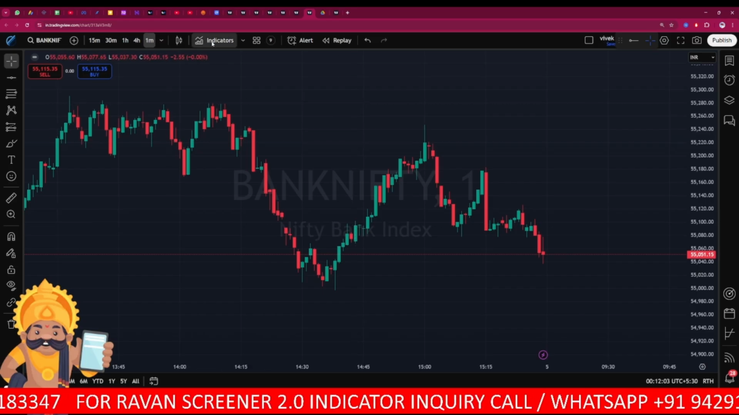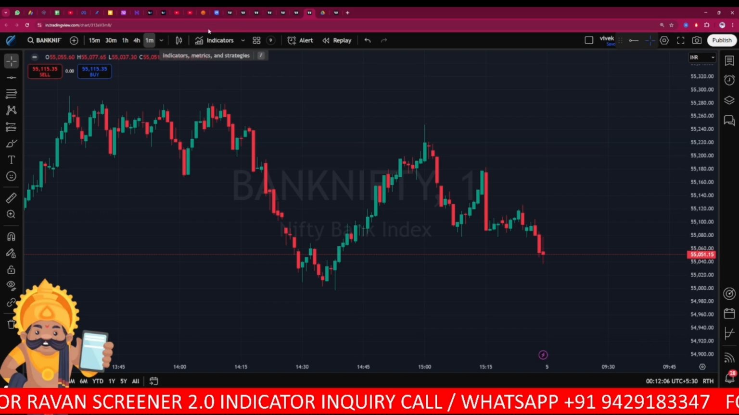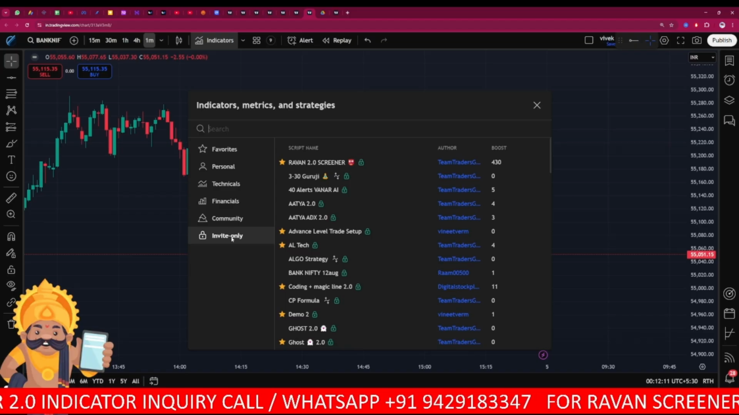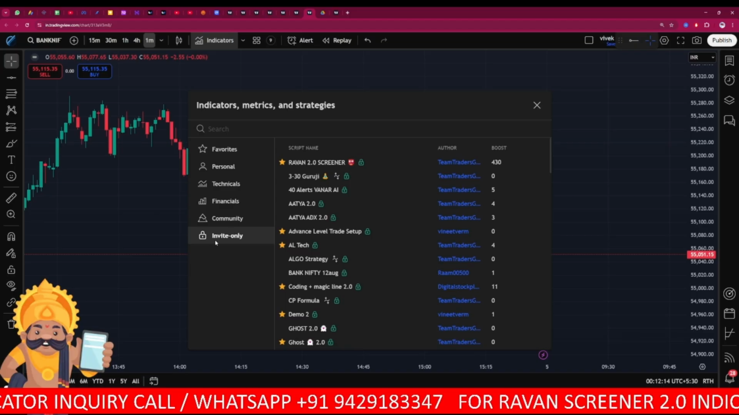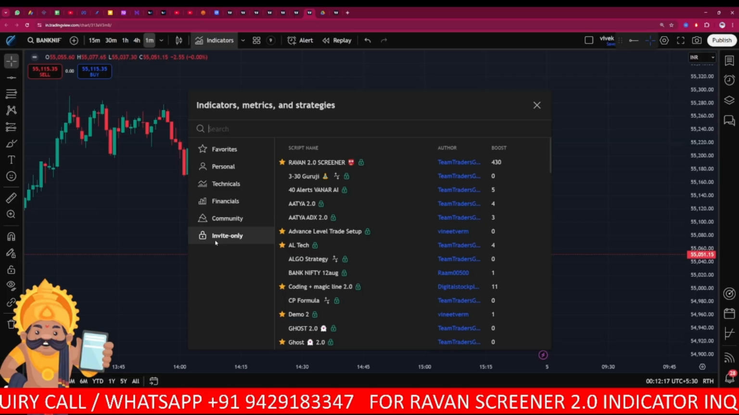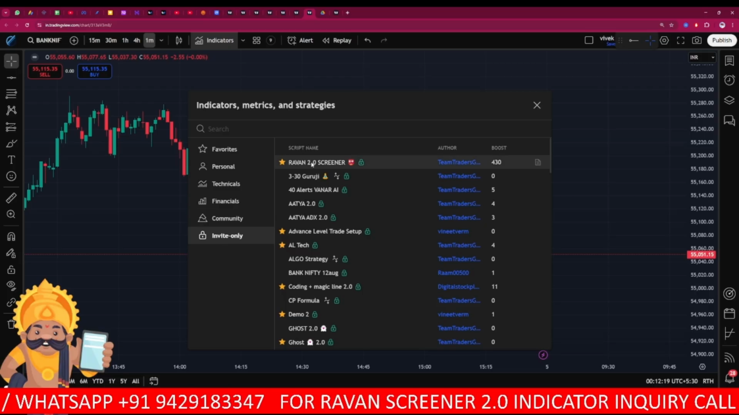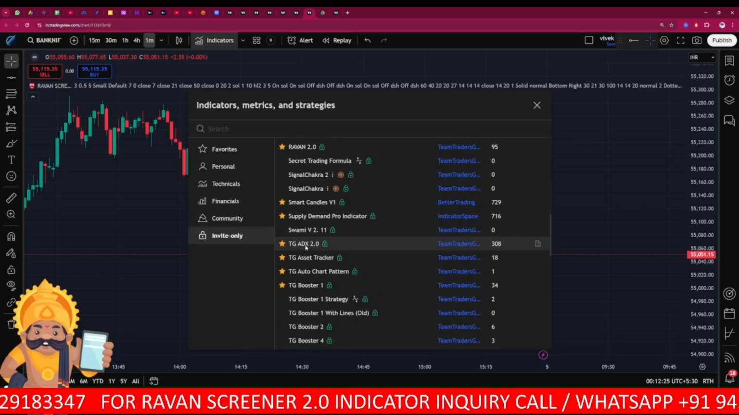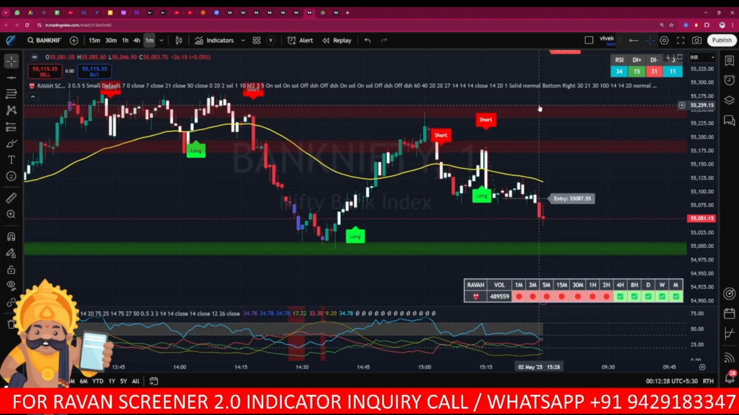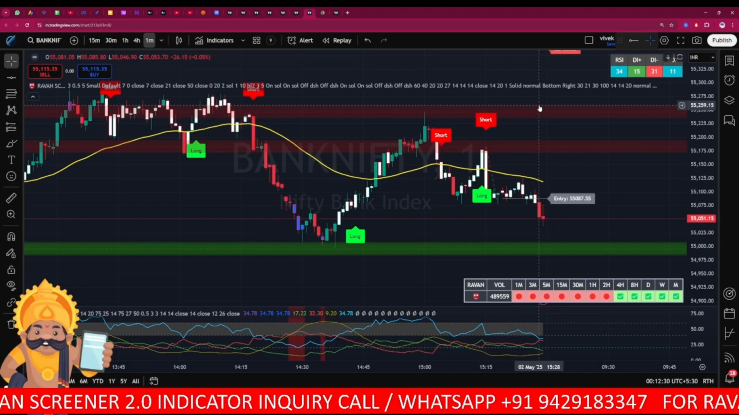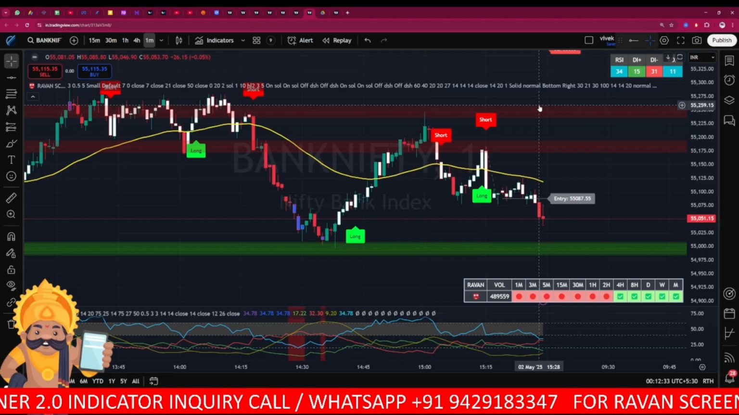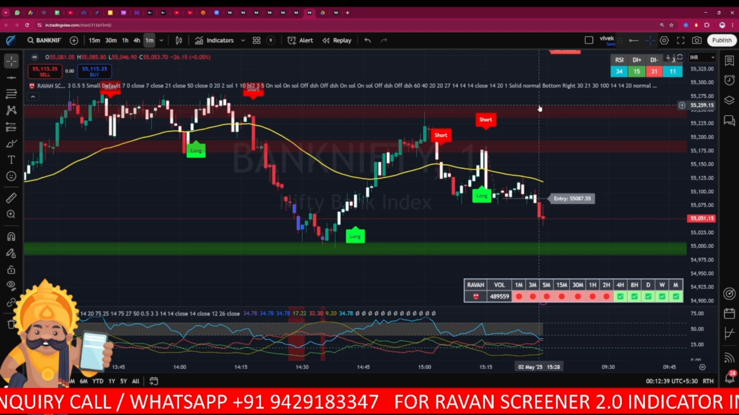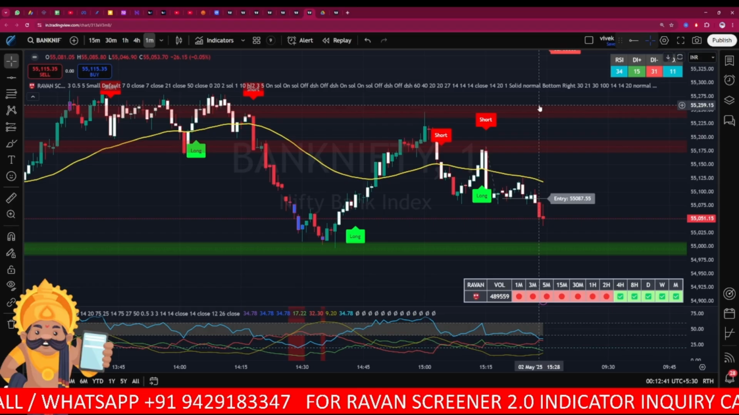So how can you apply the indicator? After giving access, you need to go to the indicator section. You will find an option, invite only. In that you will find a total of three indicators. First is Ravan 2.0 screener, next is TGADX 2.0. These two indicators you will have access to in the invite only section. The third indicator is Ravan alerts. I have already created the alert indicator; you will get it in the next upcoming video in the playlist.